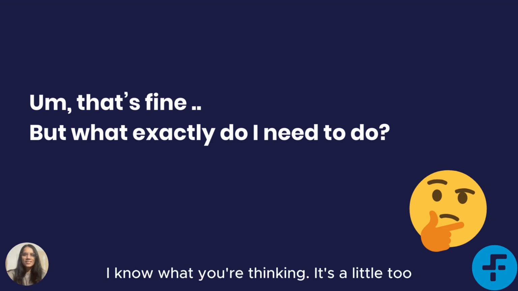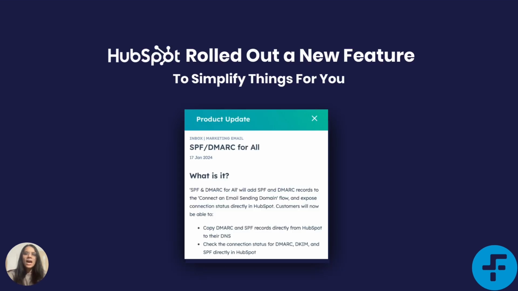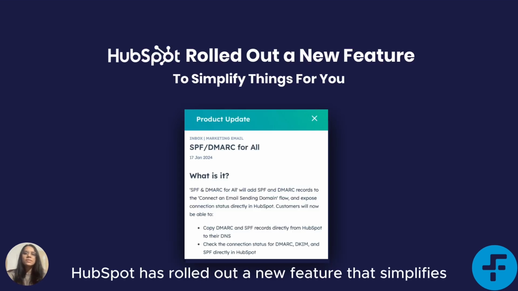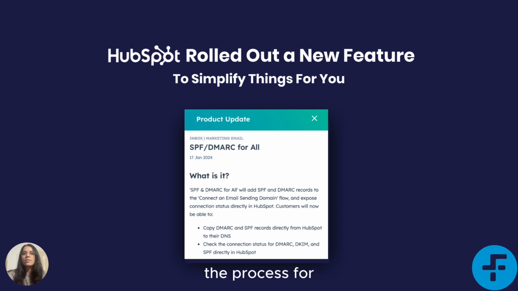I know what you're thinking. It's a little too technical, and all that's fine, but what exactly is to be done here? HubSpot has rolled out a new feature that simplifies the process for users to adhere to these new requirements. The feature enables users to effortlessly copy DMARC and SPF records from HubSpot to their domain name system, or DNS. Now let's dive into a step-by-step process of how to go about it.